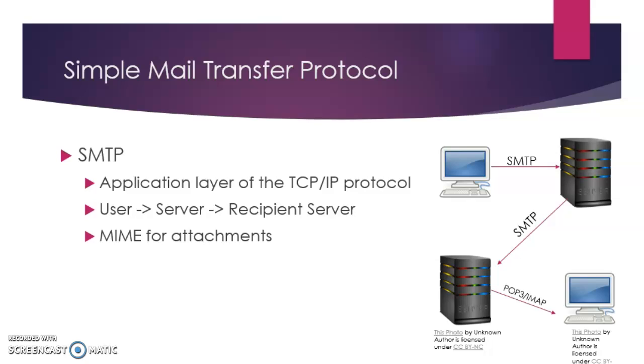Once the IP is found, the email can be sent to the recipient's SMTP server, and the message is then forwarded to their POP3 or IMAP server. The POP3 and IMAP are used to send the email to the actual client of the recipient, and I'll talk more about them on future slides.